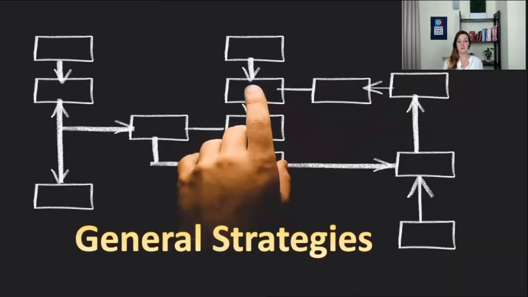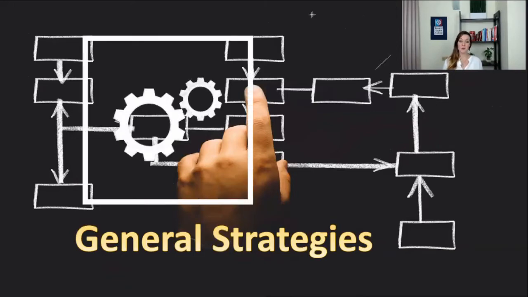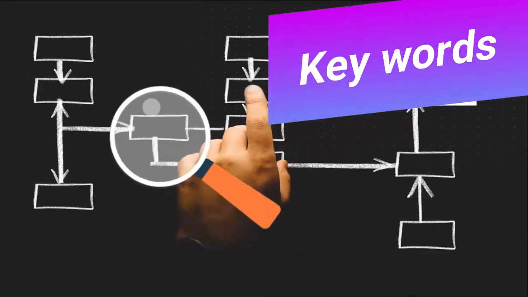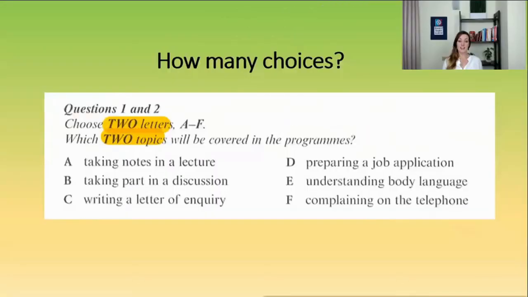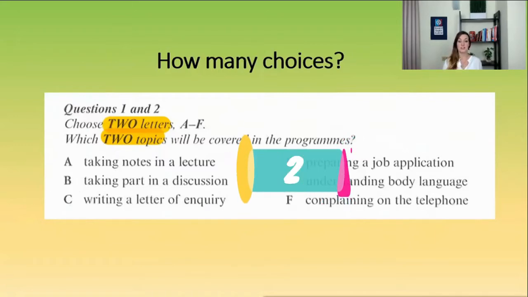After we've done our skimming and scanning, we need to look at the general strategies. Now, as a reminder, these general strategies are looking at keywords and also thinking about prediction. Looking at the keywords here, the first thing we want to find out is how many choices do we have. Quite clearly it says 2 letters, 2 topics, so we can only choose 2 things in this stage.